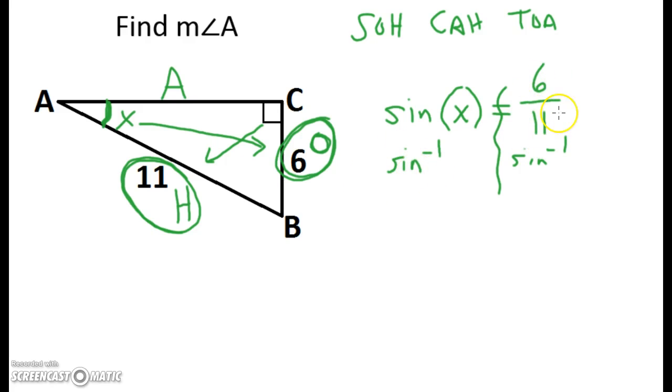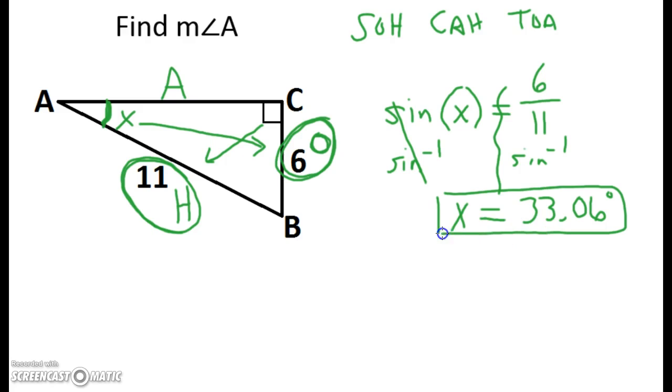And then you can type in this part because sine and sine inverse cancel each other out so that you're left with X. And so to type this in your calculator, you hit the second button and then sine, and then you type in 6 divided by 11. And I get that X is 33.06 degrees. And that is the correct answer.